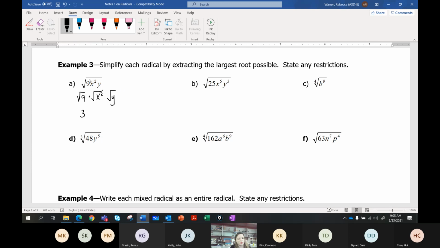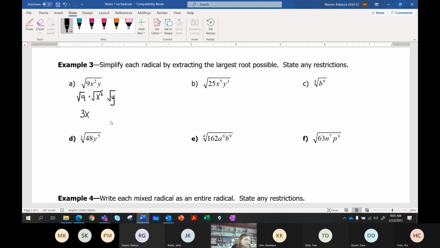So I started this question before I remembered to record. So basically I broke this down. Square root 9, square root x squared, square root y. Square root of 9 is 3. The square root of x squared is x. Now, can we simplify square root y?